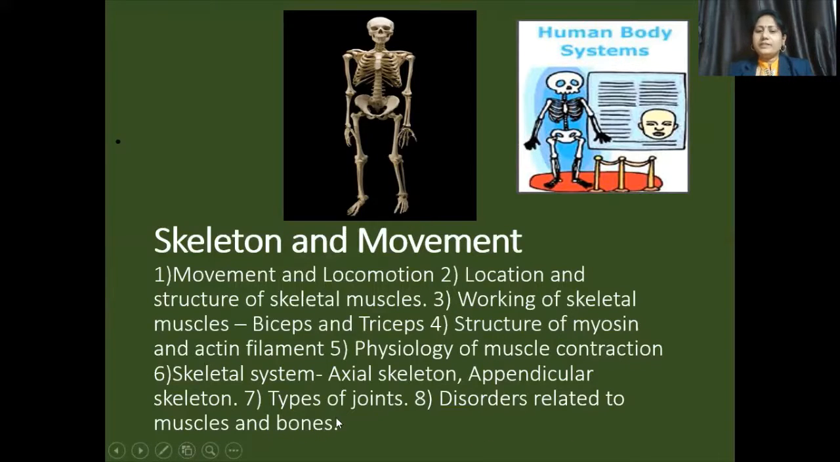The next point is types of joints, the joints which are present between the bones. And the last point is disorders related to the muscles and the bones. So these are the points we have studied in the topic skeleton and movement.